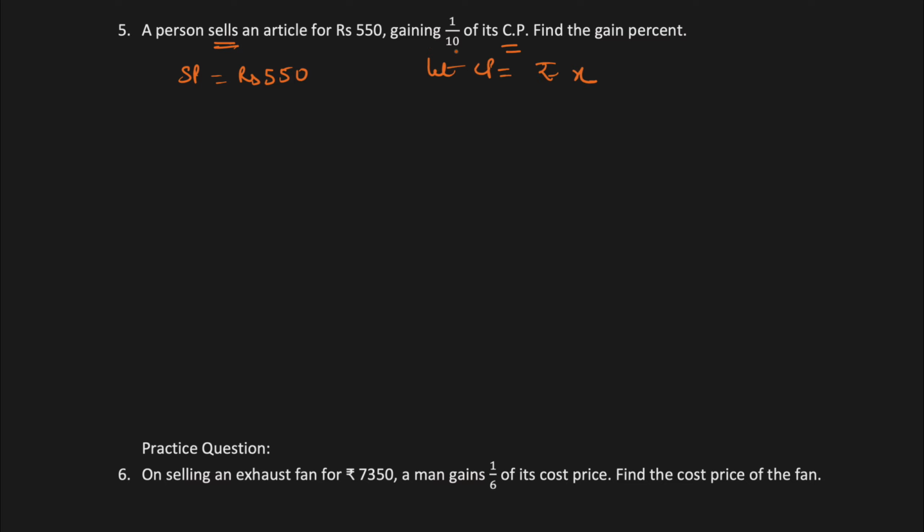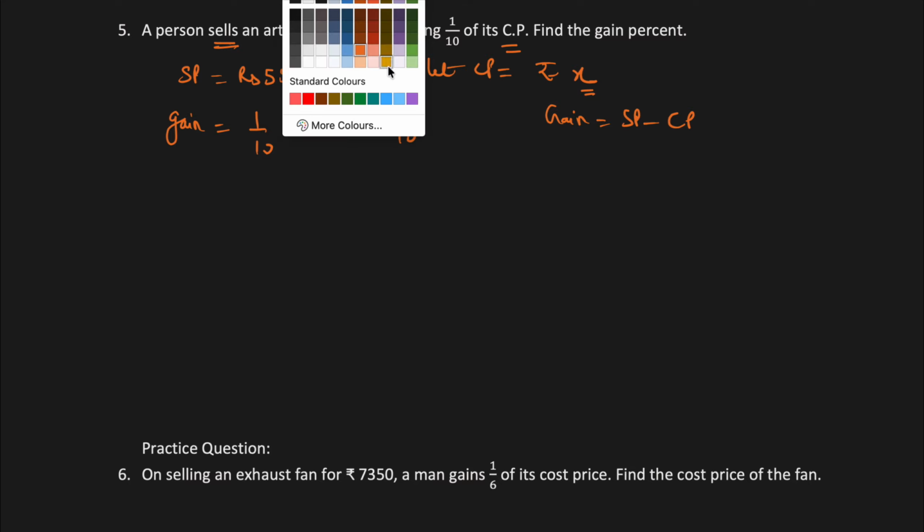Okay, now gain is given as 1 by 10 of CP. So let's write how much is gain or profit, that is 1 by 10 of CP. So CP we have taken X, so gain is rupees X by 10. We have the relationship, what is gain? Gain is SP minus CP. So let's solve this now.